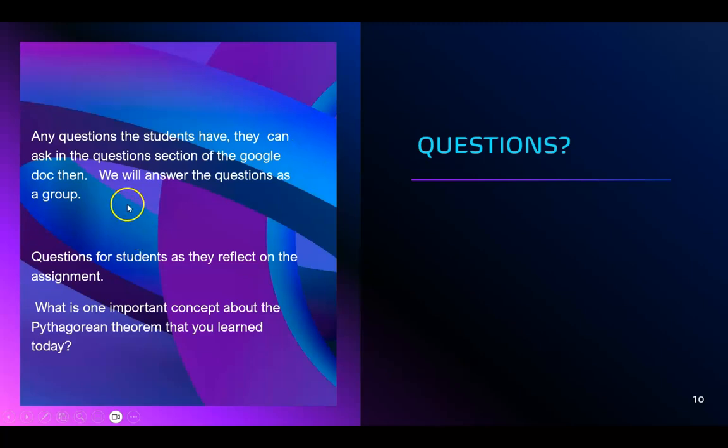And lastly, we're going to just ask questions. In the Google Doc, the students can put their questions in the questions section. And then as a class, we'll go over it together in a synchronous manner.